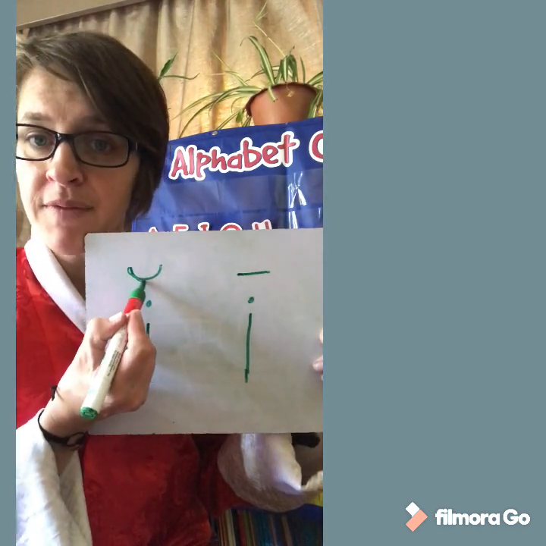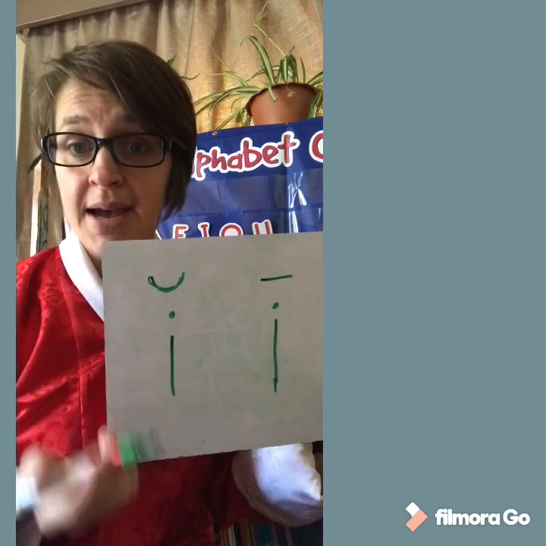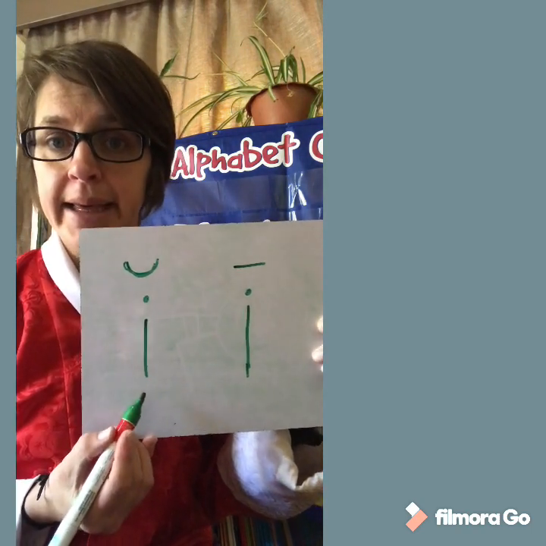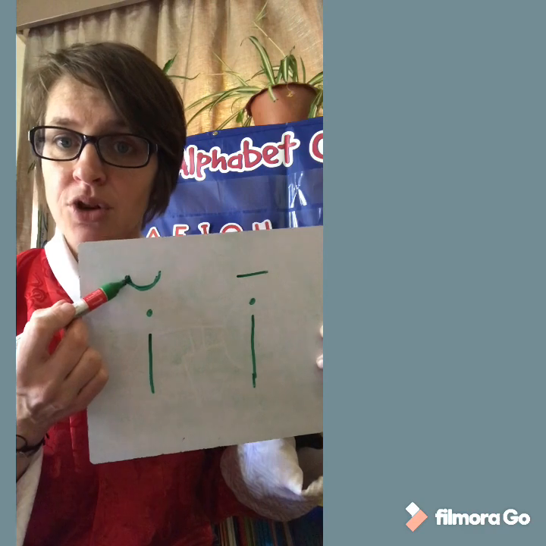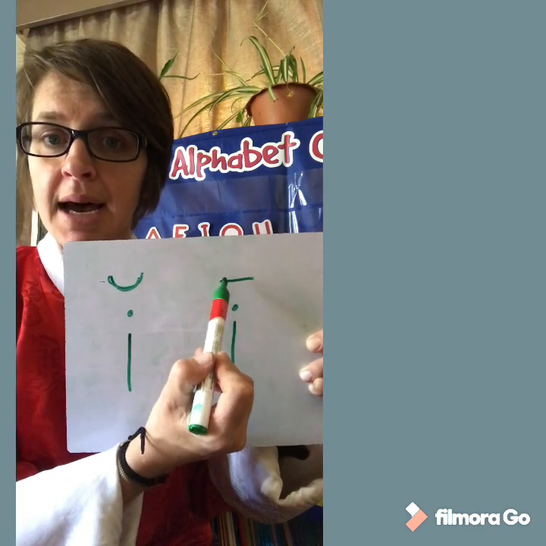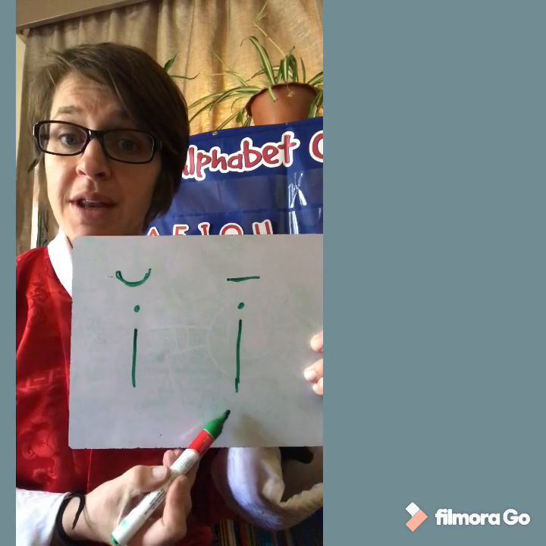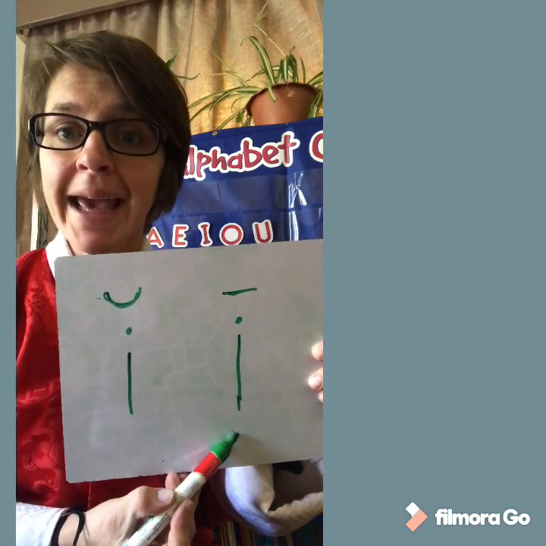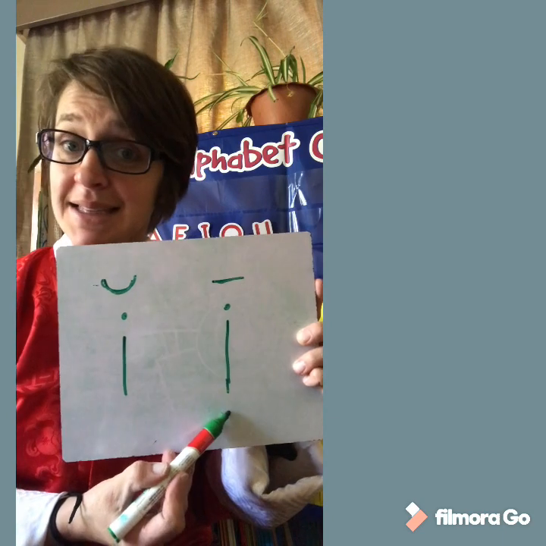And then sometimes when I'm helping you learn how to read, I will use this curve sound. This curve above the I will mean it's the short sound, ih. So if you see this, you know it says its short sound. Or if you see the line above the I, you'll know that it says its long sound, I. It says its name.